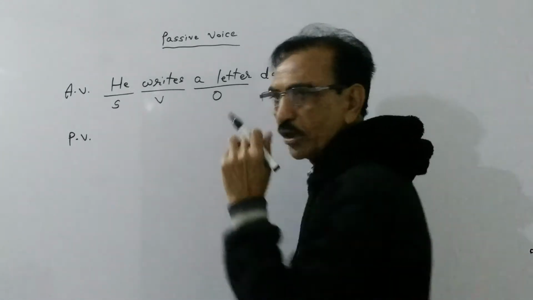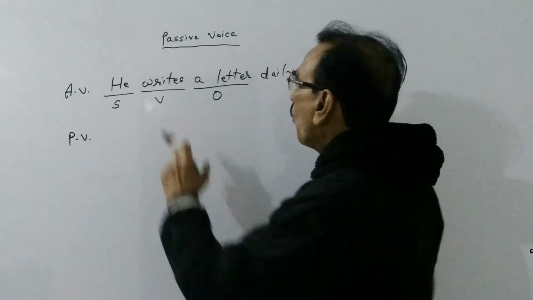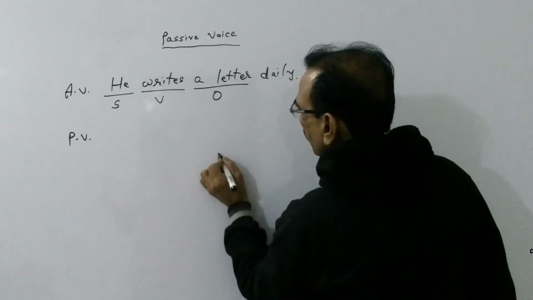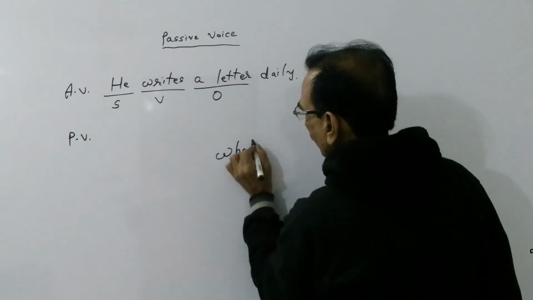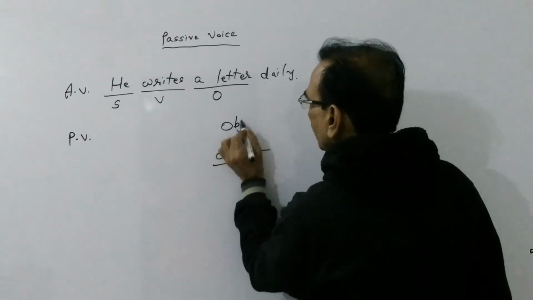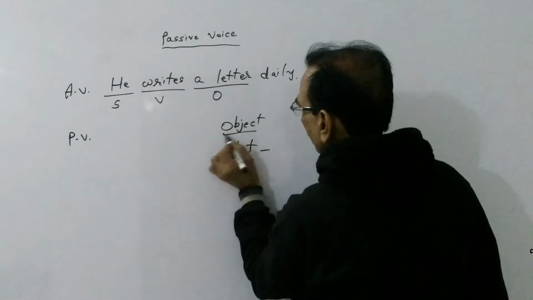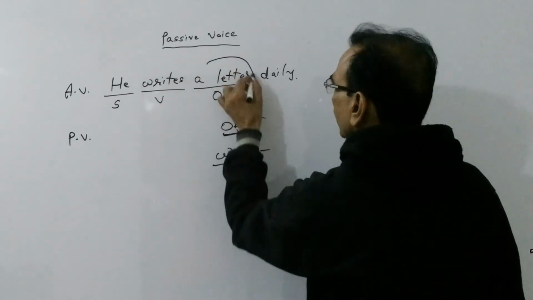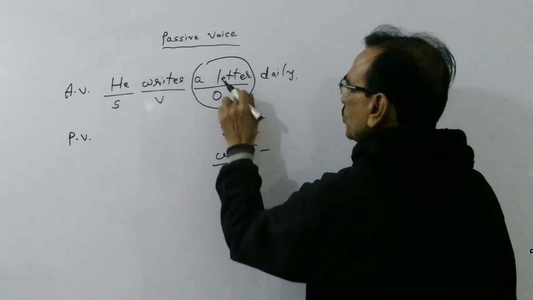So how can we find out an object from this sentence? What does he write daily? We have to find out. This is the trick. We can find out an object by using what. So what does he write daily? So the answer will be a letter. So this is an object.